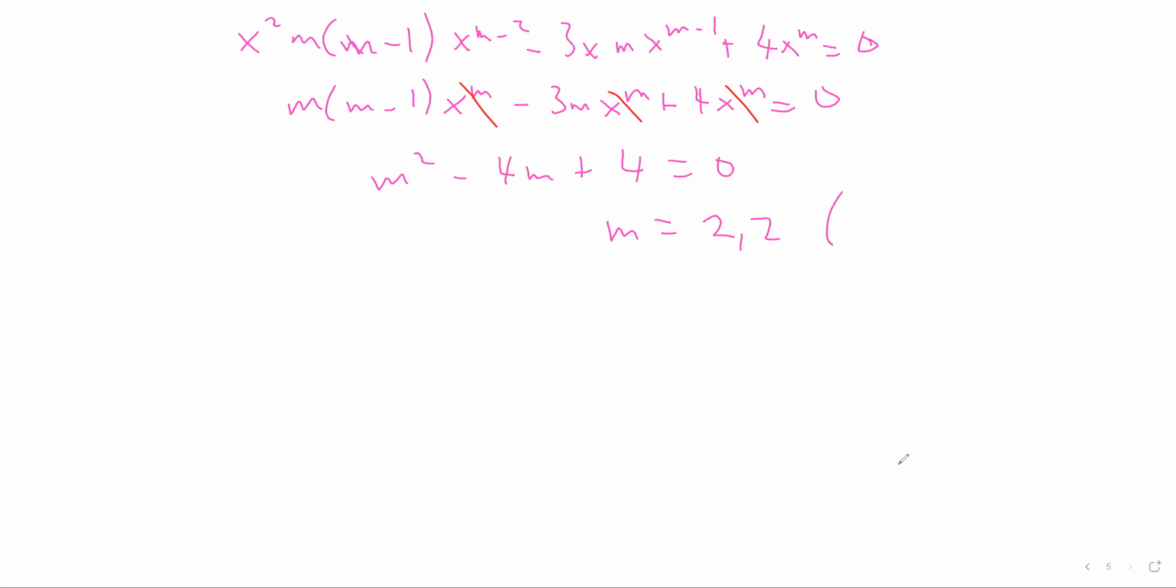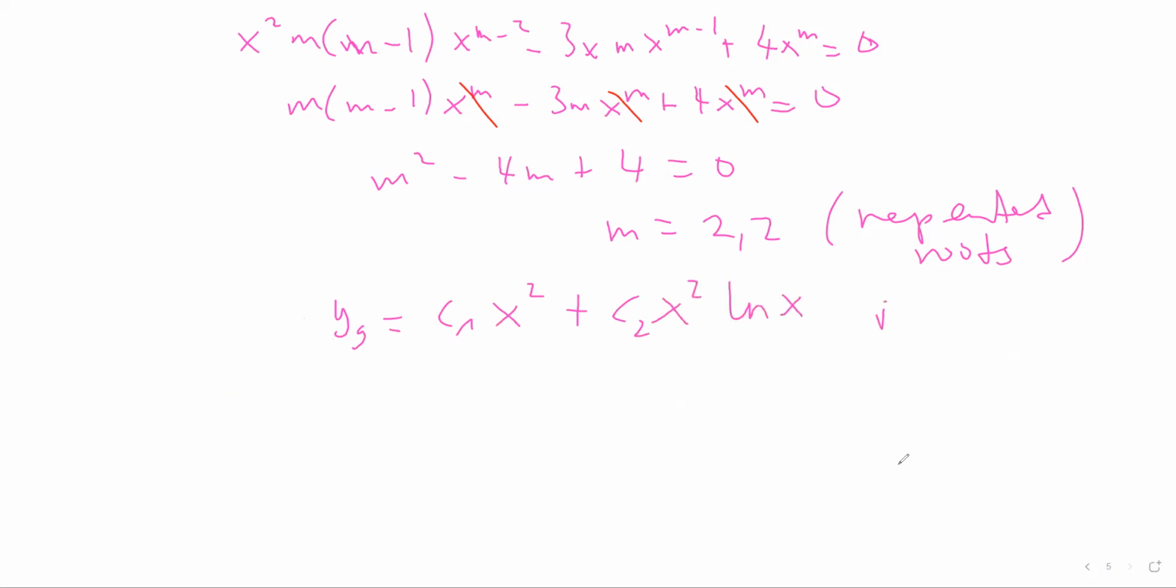And we call this the repeated root. So it's a repeated root. We said the roots are repeated in this case. So when we have repeated roots, then we know what we do. If we have repeated roots, then our general solution is c1 x to the power 2 plus c2 x to the power 2 times ln x. And that is our general solution for the case of a repeated root.